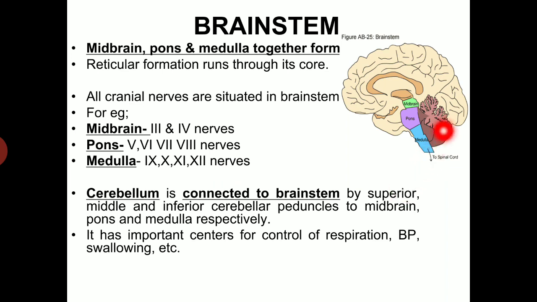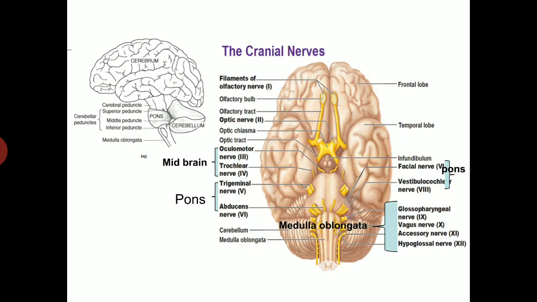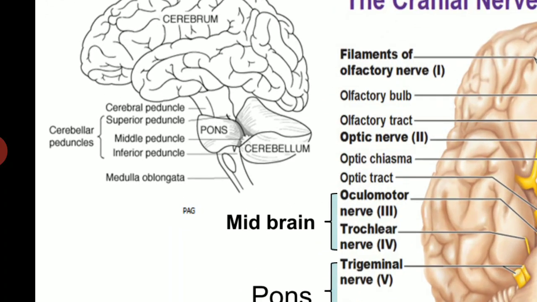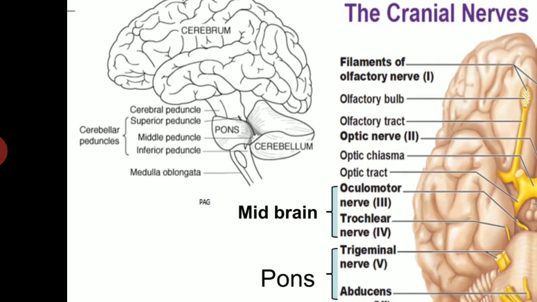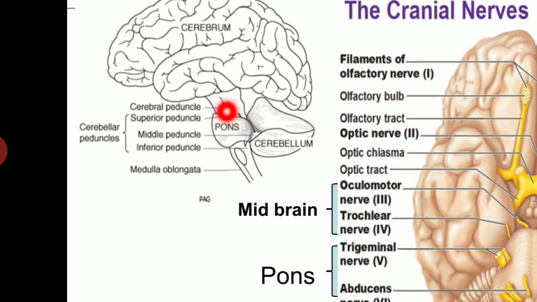Cerebellum is connected to the brainstem by three peduncles: superior, middle and inferior cerebellar peduncles. And this brainstem has important centers for control of respiration, blood pressure and swallowing. So just revise the cerebellar peduncles: superior peduncle, middle peduncle and inferior peduncle, which connect the cerebellum to the brainstem.